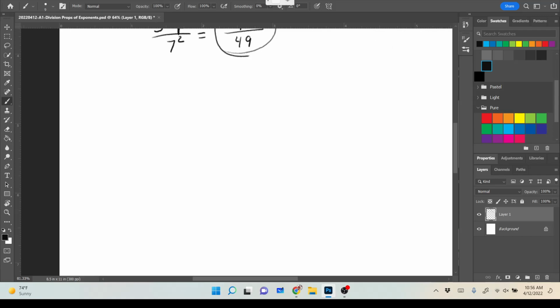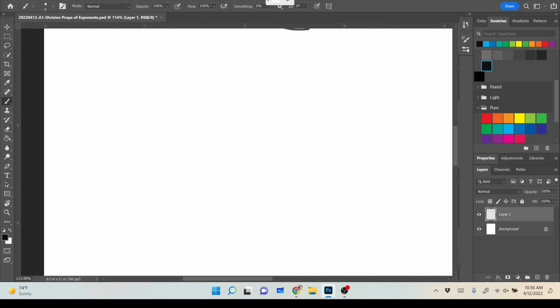All right. There are 2 more properties that we're going to learn in this lesson. First one is a to the 0, so anything to the 0 equals 1.